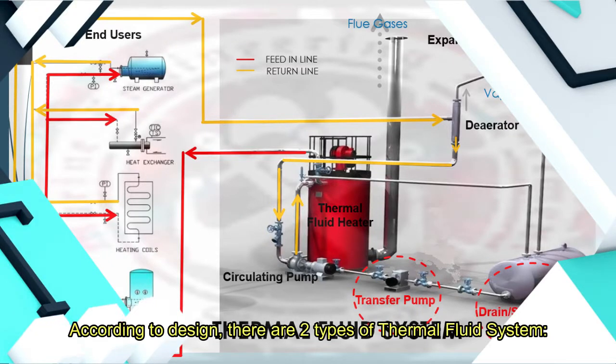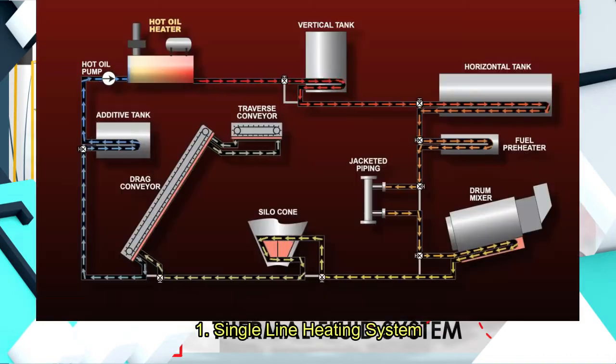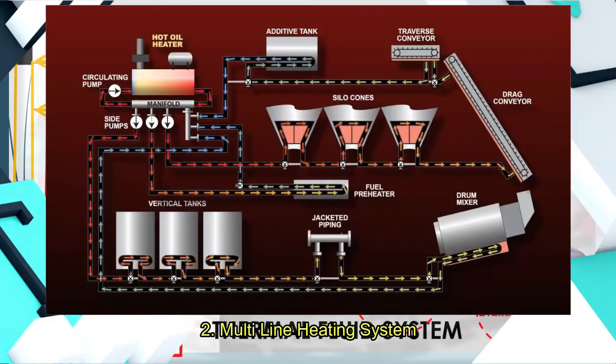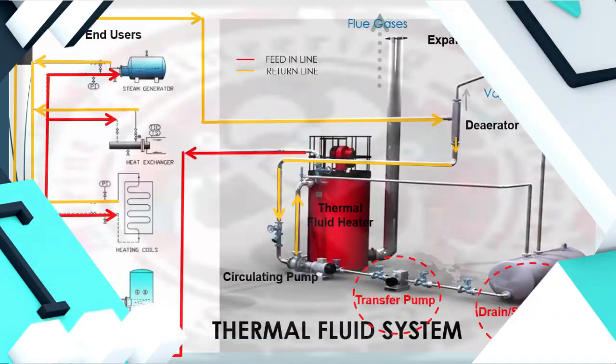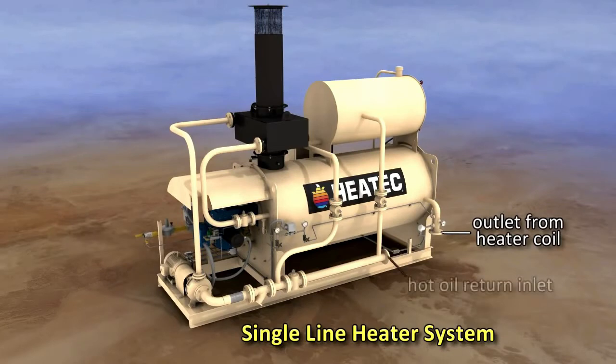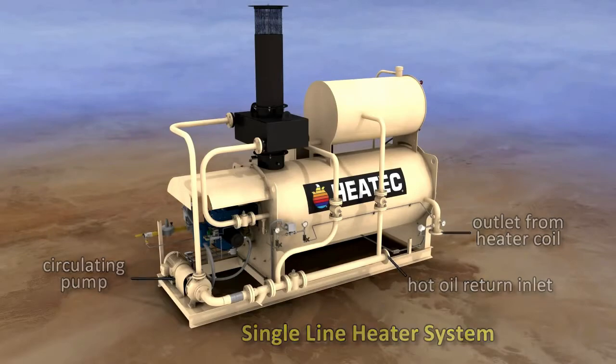According to design, there are two types of thermal fluid heating system. 1. Single-line heating system. 2. Multi-line heating system. The single-line heater has pipe connections for a single external circuit. It has a single pump that circulates the oil through the heater coil and through the external circuit.